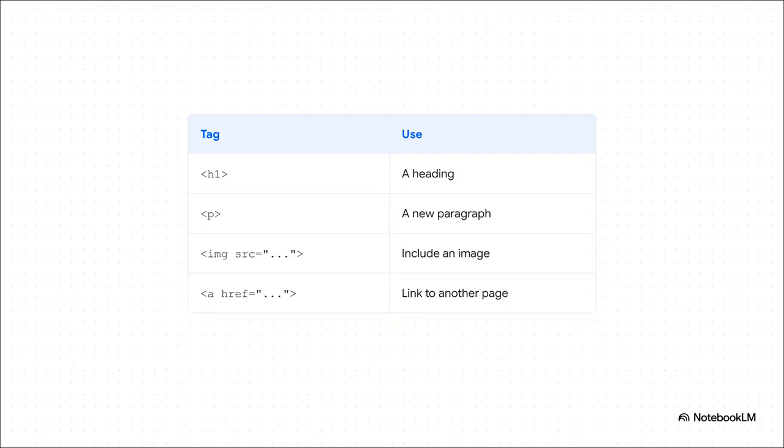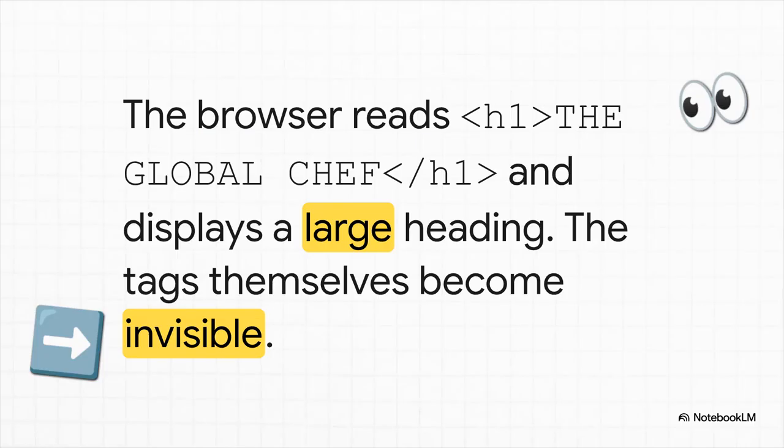And here are some of the most basic building blocks. You've got your H1 tag for a main heading, a P tag for a paragraph, the IMG tag, well, you can probably guess that one. These are like the literal 2x4s and support beams of our website structure. So here's the magic trick. When you write something like this, an H1 tag around the words "the global chef," the browser doesn't show the tag itself. It reads that instruction and displays this, a big, bold heading. The instruction disappears, and you're left with the result. Simple, right? But this is just the bare bones frame.